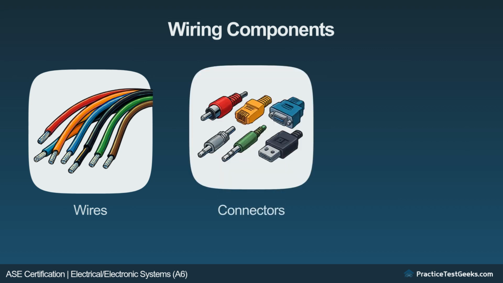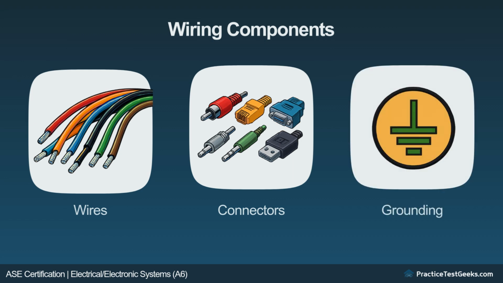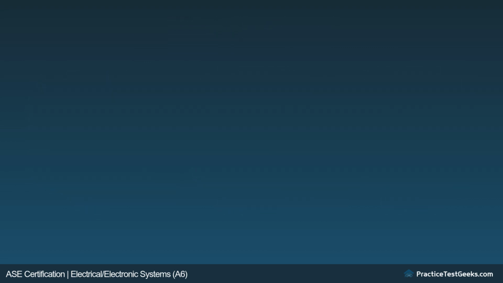Connectors. Electrical connectors are used to join different parts of the wiring system, ensuring proper electrical contact. Grounding. Proper grounding is essential for safety, as it provides a path for electrical currents to return to the battery and helps prevent electrical shocks.